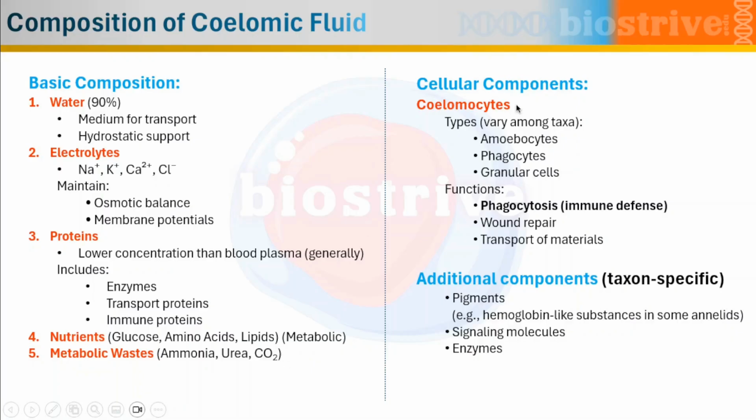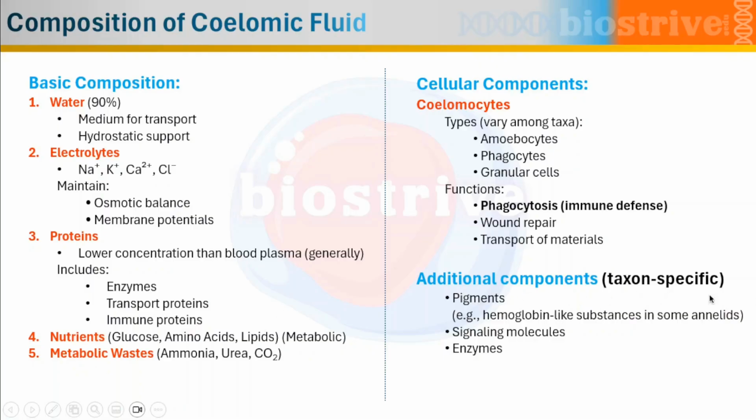If we talk about the cellular components, the cells are called coelomocytes, and they may be of different types like amoebocytes, phagocytes or some kind of granular cells. They will function accordingly. There are certain cells which function for wound healing and wound repair. There are specific cells for the transport of various kinds of nutrients, various kinds of materials, metabolic wastes as well.